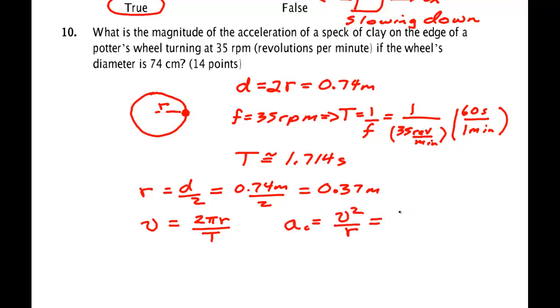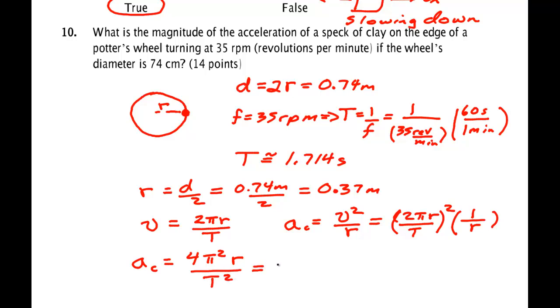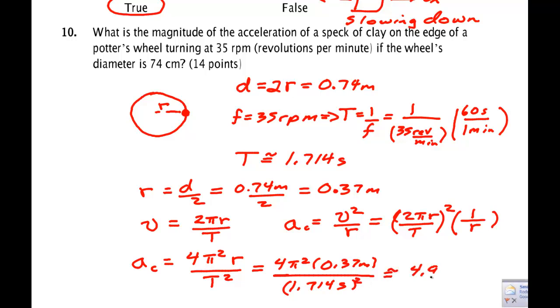Plugging that in, I get 2 pi r over t squared, times 1 over r. So the centripetal acceleration is 4 pi squared r over t squared, which is 4 pi squared times 0.37 meters divided by 1.714 seconds squared, which is approximately 4.97 meters per second squared.